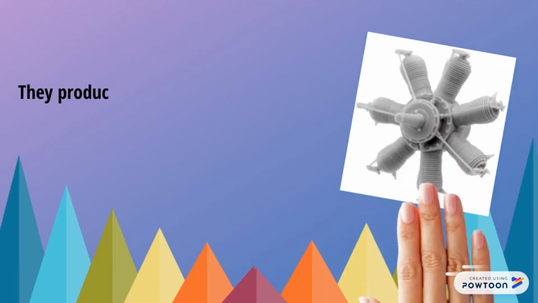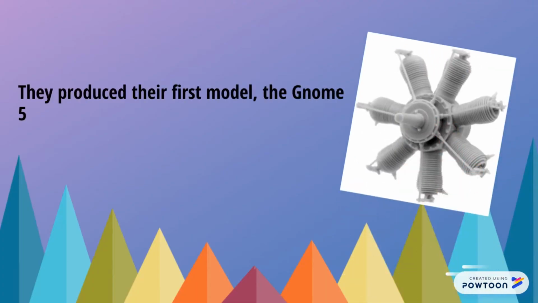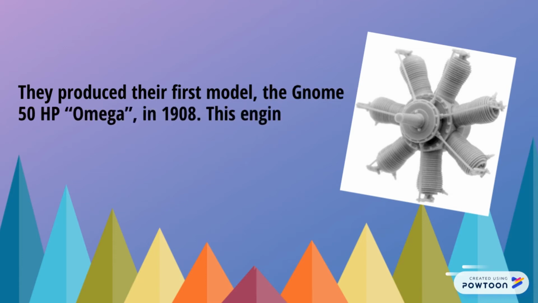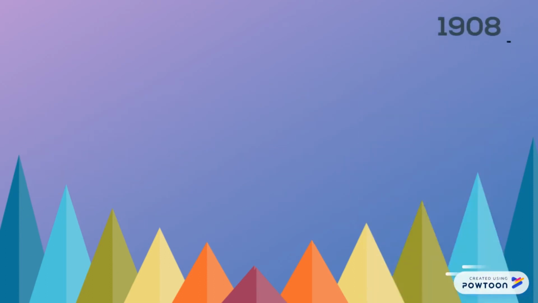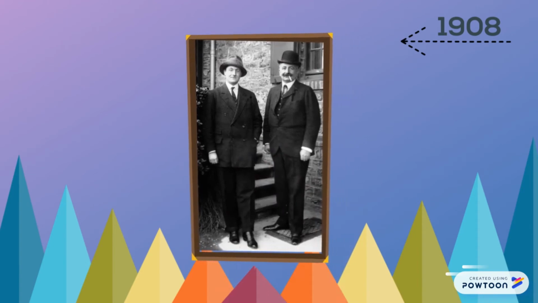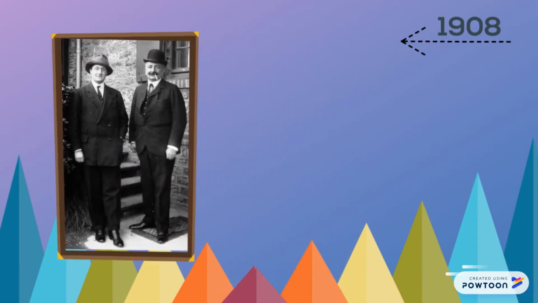They produced their first model, the 50 HP Omega, in 1908. This engine is usually considered the model of aeronautical rotaries. It was adopted by many pioneer aviators and widely used to set records of endurance, speed, and height.